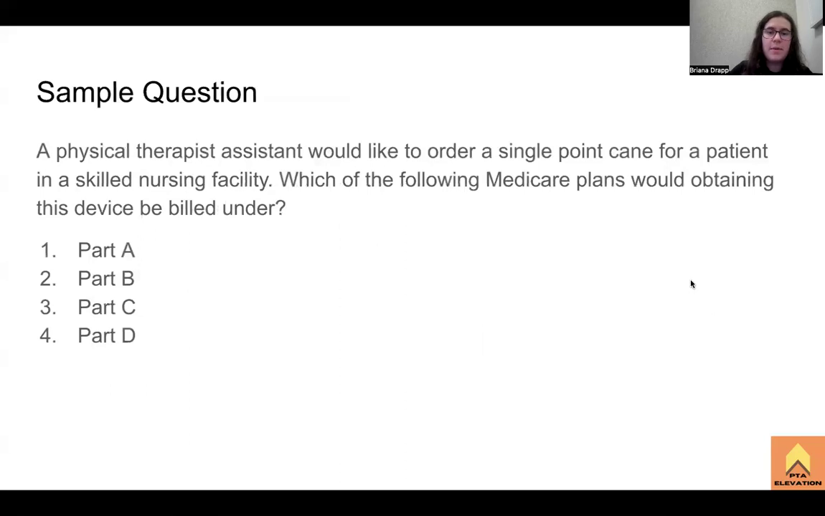And then let's talk about our sample question. A physical therapist assistant would like to order a single point cane for a patient in a skilled nursing facility. Which of the following Medicare plans would obtaining this device be billed under? 1, Part A, 2, Part B, 3, Part C, or 4, Part D. I'll give you guys a second to think about that one.